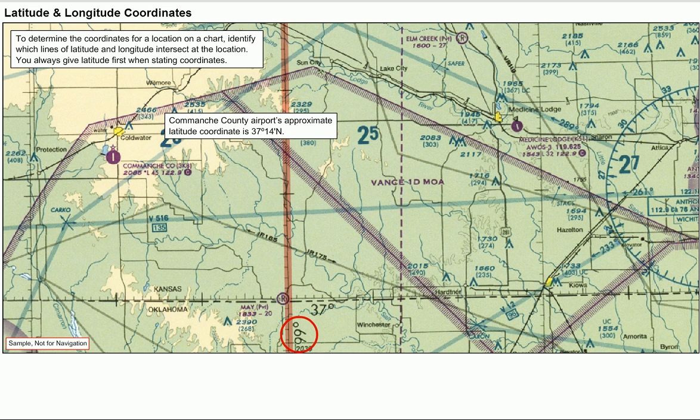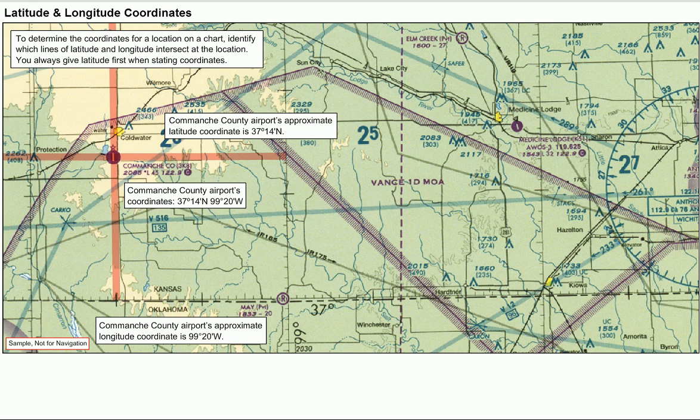Longitude is at the 99th west meridian, or 99 degrees west longitude. The number of minutes west of the longitude line is approximately 20. So the approximate longitude for Comanche County Airport is 99 degrees 20 minutes west. The coordinates for Comanche County Airport are approximately 37 degrees 14 minutes north latitude and 99 degrees 20 minutes west longitude.